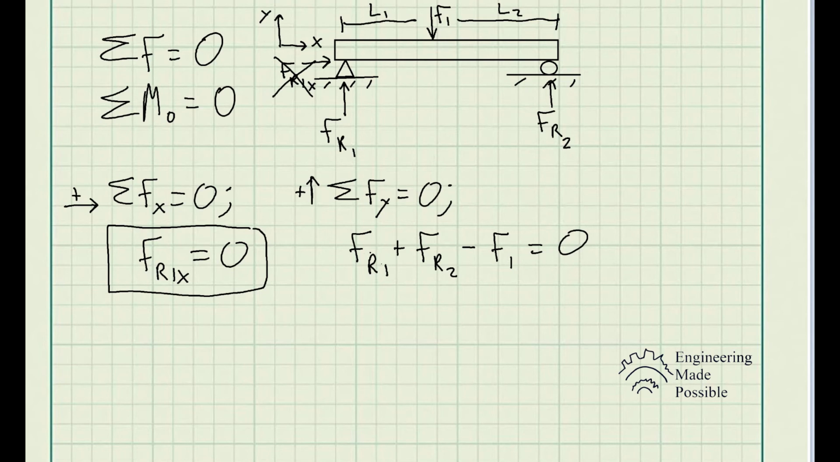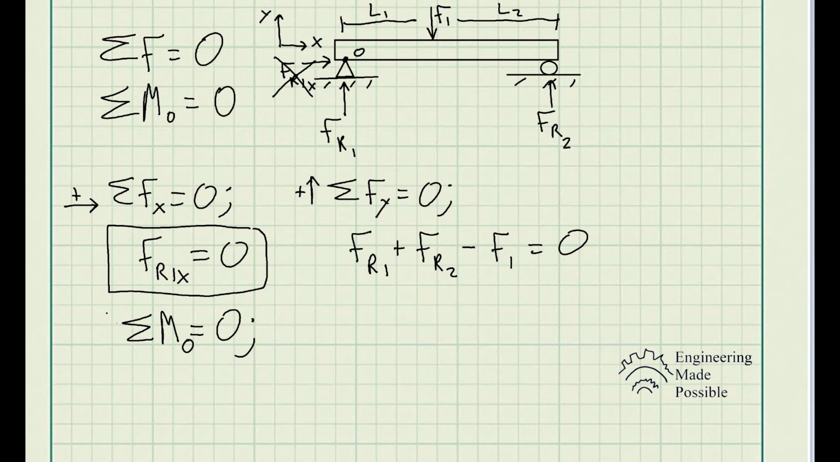Now we have here two unknowns. Our reactionary forces here, both of them are unknown. The only known is F1 here. So this is where the summation of moments comes into play. So the summation of moments along any reference point you would like to use. I'm going to use O, and I'm going to designate where this hinge is located as point O.